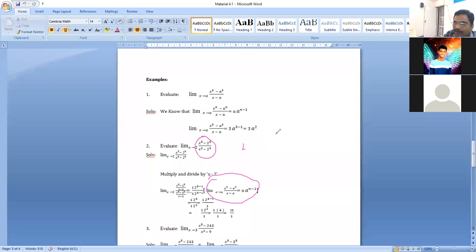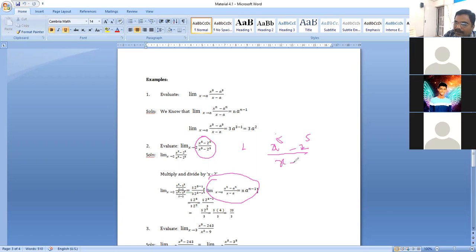See, x power 5 minus 2 power 5: to apply the formula, you should get x minus a. That is, a is 2 here, so you should get x minus 2 for the numerator. For the denominator also, x cube minus 2 cube by x minus 2 should be there. Then only can we apply this formula, limit x tends to a, x power n minus a power n by x minus a, and then only can we write the right hand side term. What is that right hand side? n into a power n minus 1.